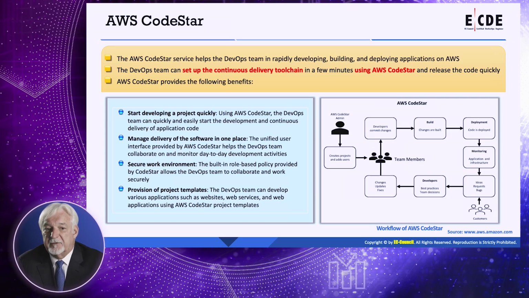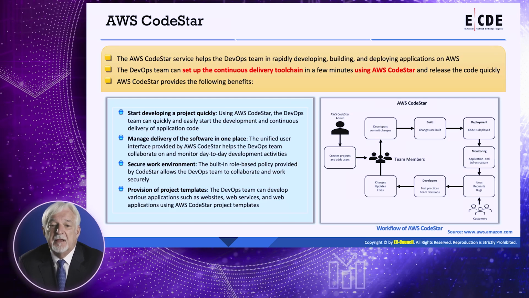The unified user interface provided by AWS CodeStar helps the DevOps team collaborate on and monitor day-to-day development activities. You can secure the entire work environment. The built-in role-based policy provided by CodeStar allows the DevOps team to collaborate and work securely. So everybody's assigned a role and what permissions you have.